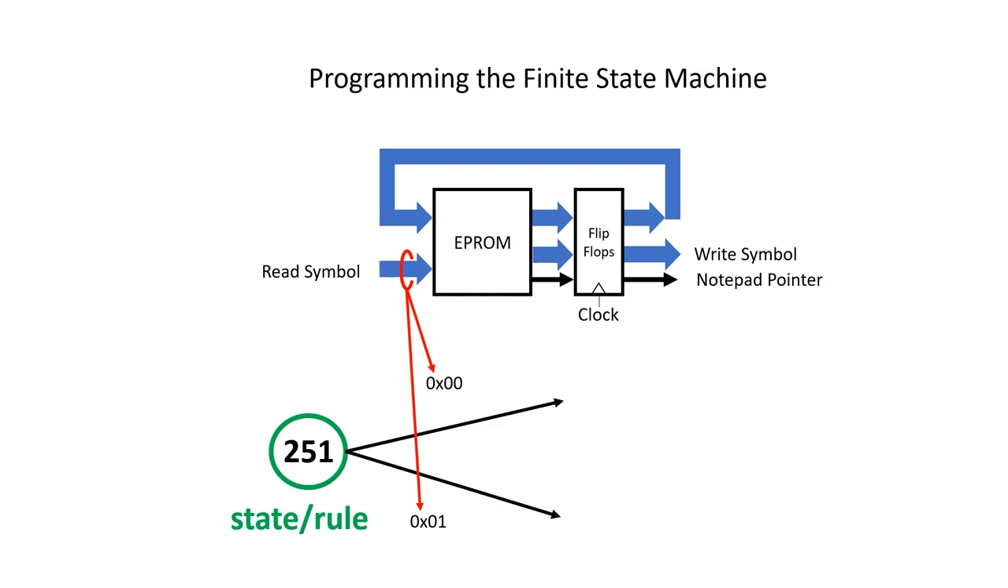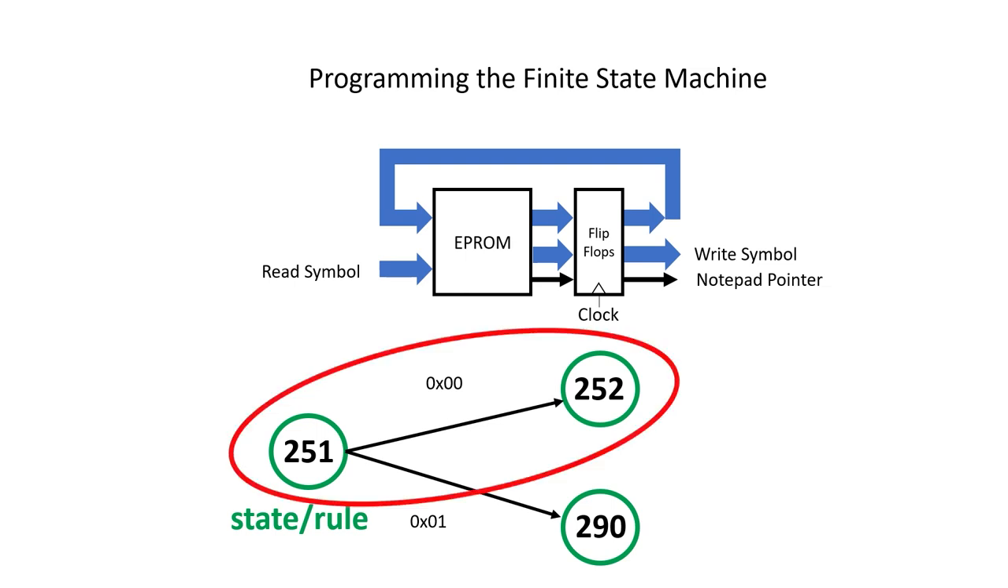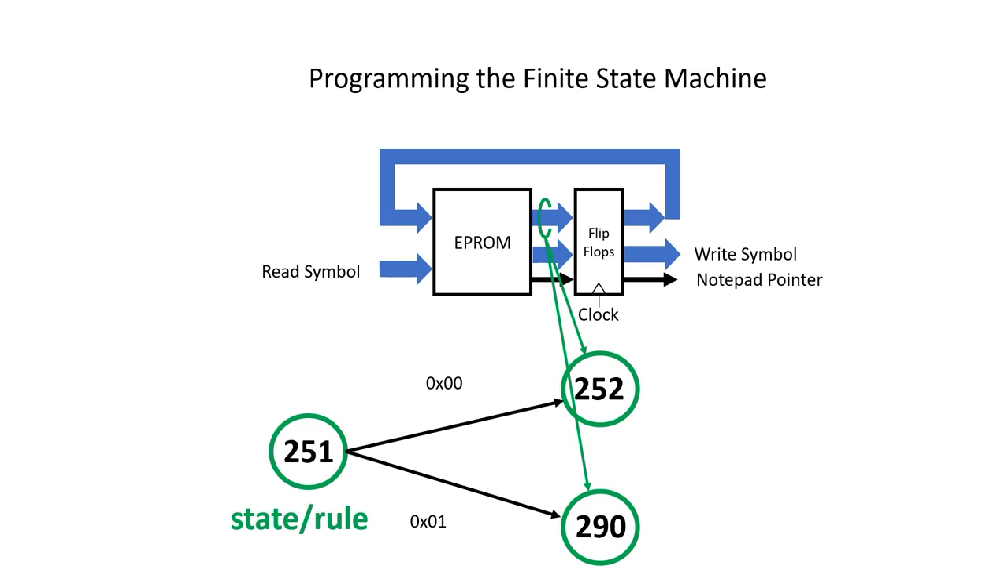Obviously, for 256 read symbols, we really need 256 arcs. Each arc leads to another state, and each of these new states is determined by the current state and the read symbol. By the way, I tend to use rule and state interchangeably here. But if we're in state 251 and we see a 0, we go to state 252. But if in 251 we see a 1, then we go to state 290. This next state is directly output from our EEPROM, latched into some flip-flops on the positive edge of clock 2, and it feeds back into the EEPROM for the next cycle.